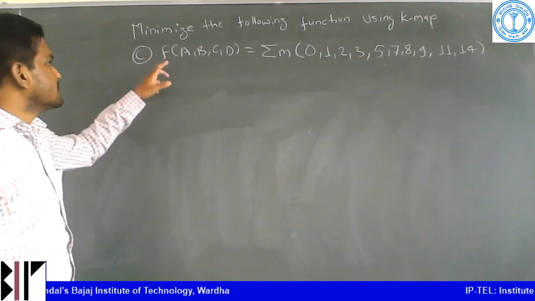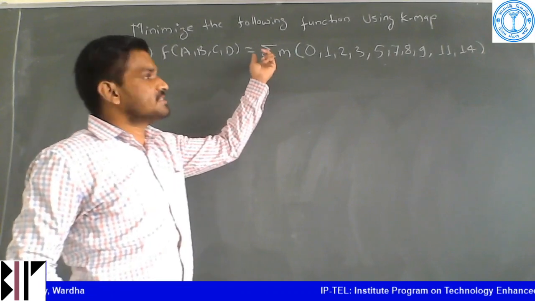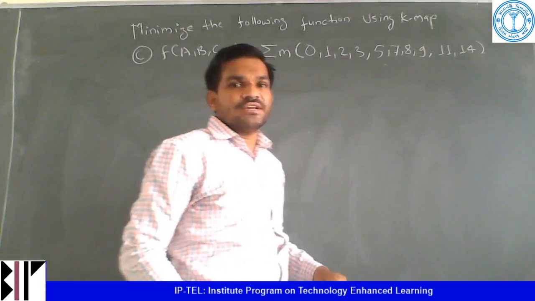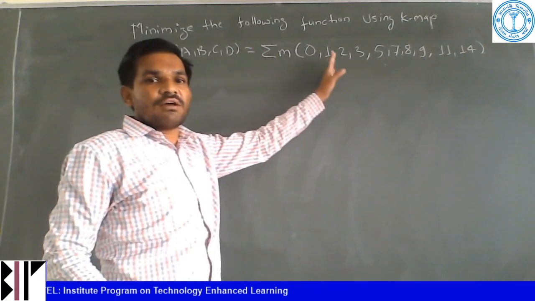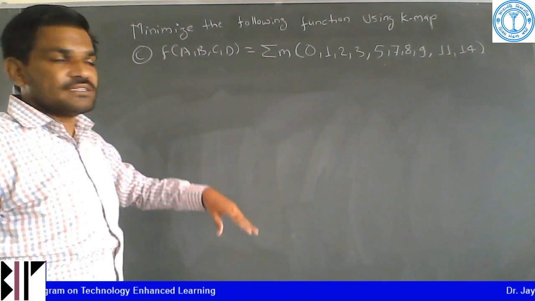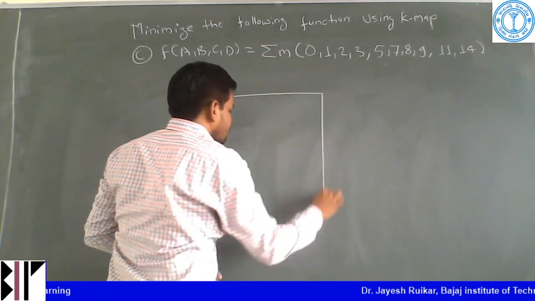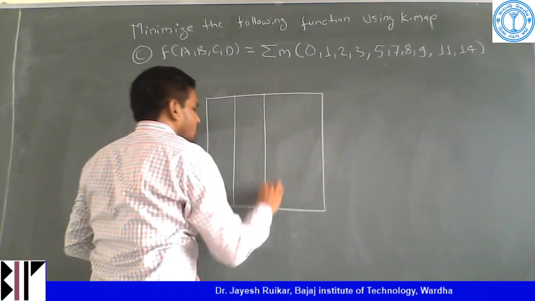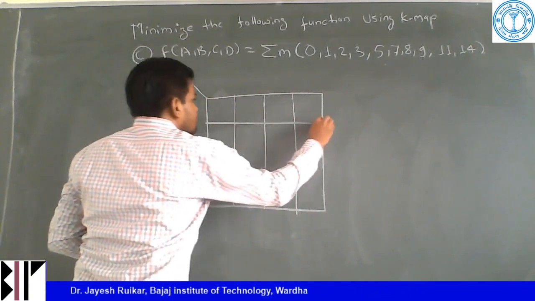So now the next equation, function of ABCD equals summation m 0, 1, 2, 3, 5, 7, 8, 9, 11, 14. So the function has been given in its min term form. Okay, we have to minimize this with the help of K-map. So a 4 variable K-map is required, as we have 4 variables A, B, C, D. Variable names are also given here, and their order is also given here. Fine.